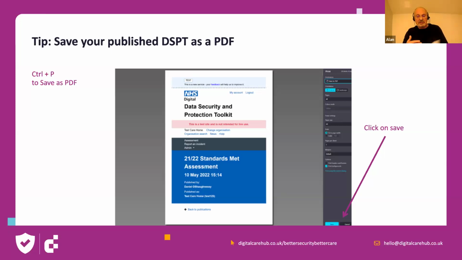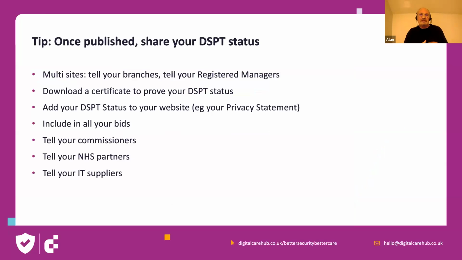So once you've published, what next? Well, I would suggest that what you need to be doing is sharing your DSPT status. Having completed the DSPT, what you're actually demonstrating to people is that your organization is serious about data protection and cybersecurity. So it's appropriate to tell your branches, registered managers, if you're a multi-site organization. As I said, download the certificate to prove it, put it up on the wall next to your CQC certificate, add it to your website.